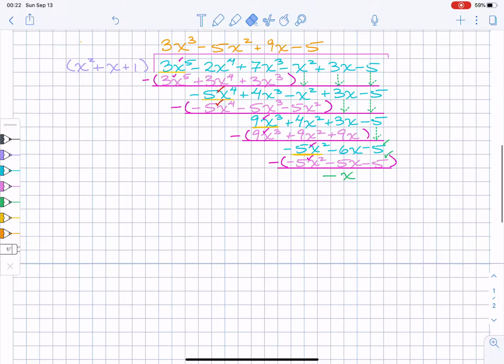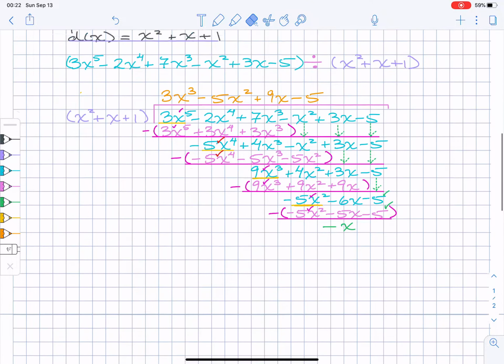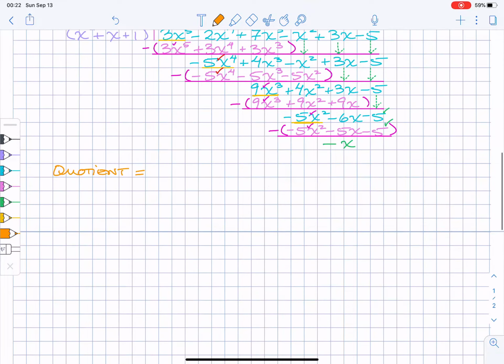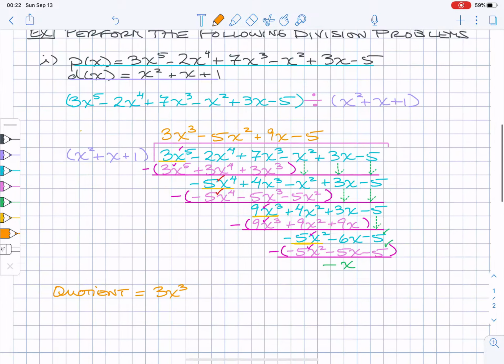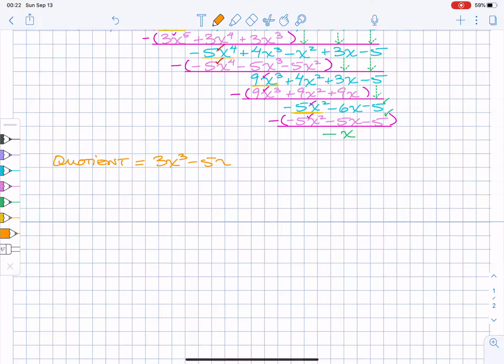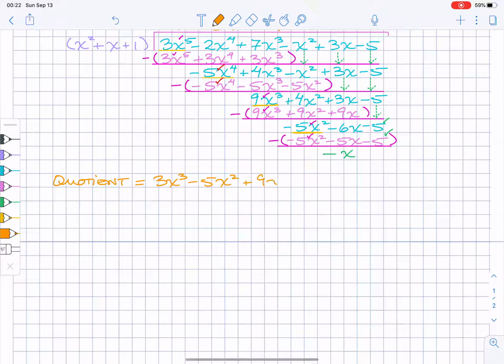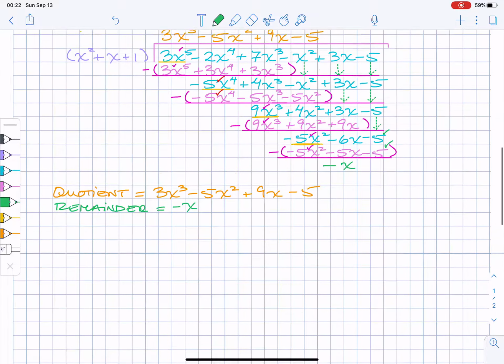Okay, what this is saying is that our quotient, the whole number part, is going to be 3x cubed minus 5x squared plus 9x minus 5, and our remainder is going to be negative x. Okay, so hopefully that makes sense.